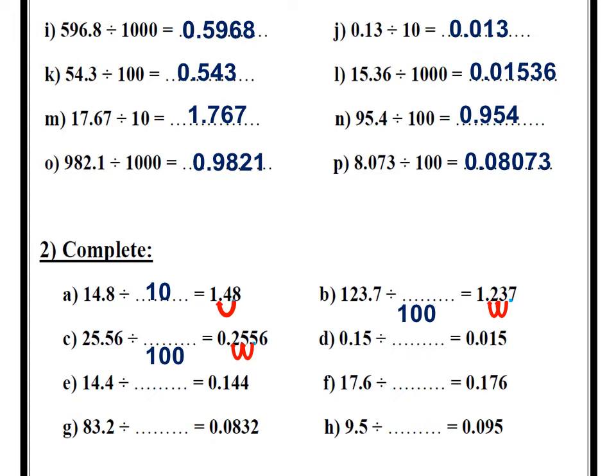D, 0.15 divided by what? Gives you 0.015. Here was the position of the decimal point. It moved backward 1 step, so I'm going to divide it by 10.